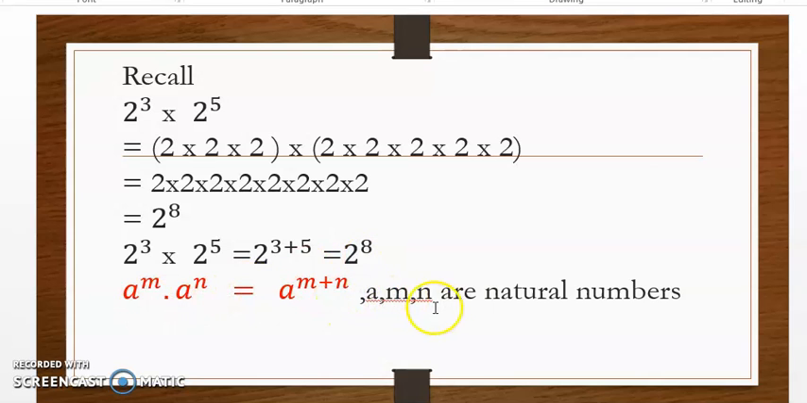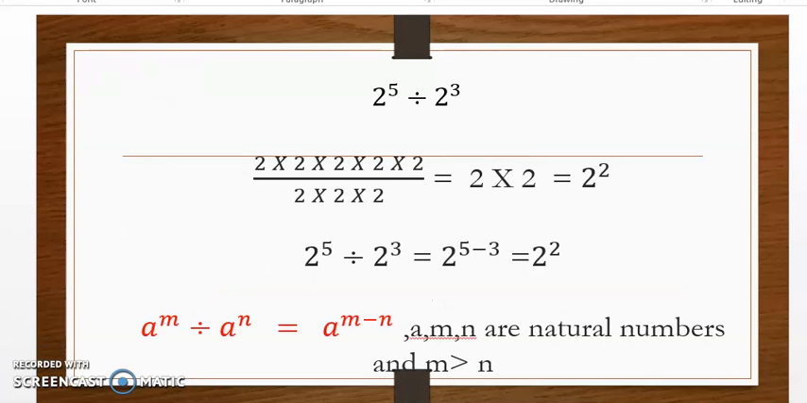So for a, m, n, which are natural numbers, if we have the same base and different powers m, n, a power m into a power n is a power m plus n. So all these we have learned in lower classes. We are simply recollecting them. So now let us look at division.